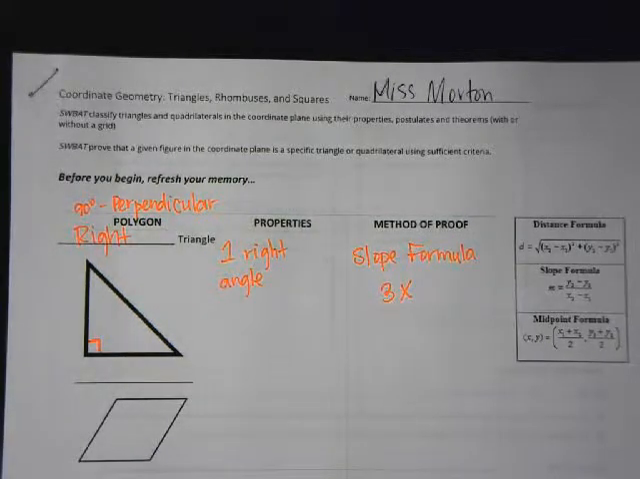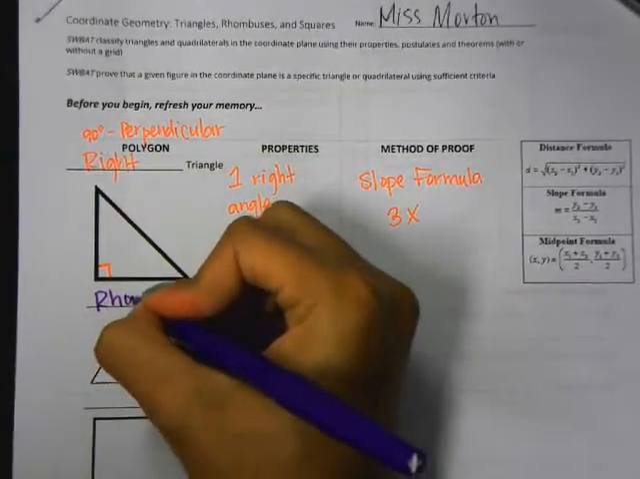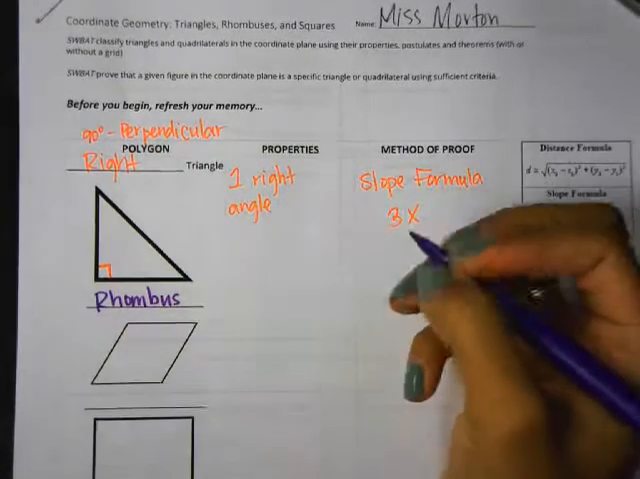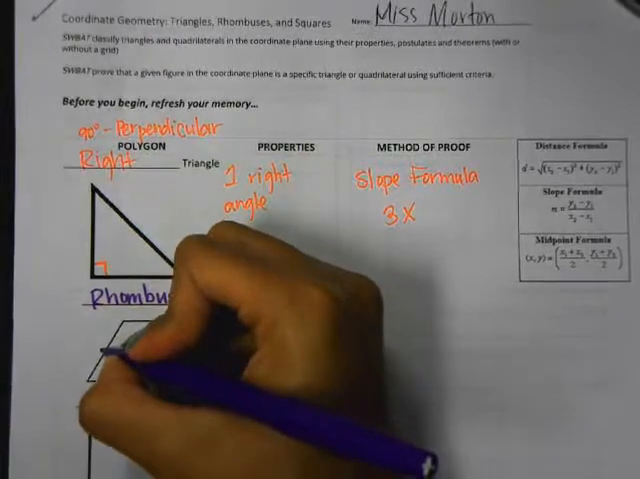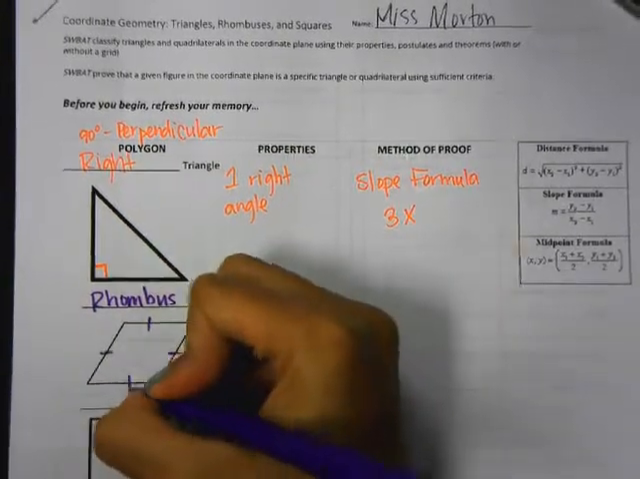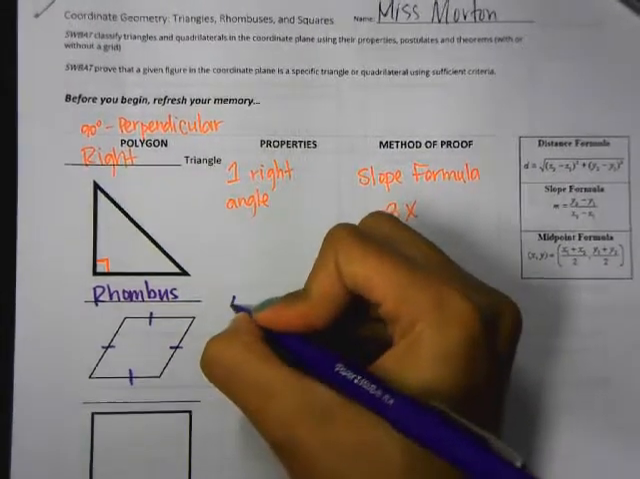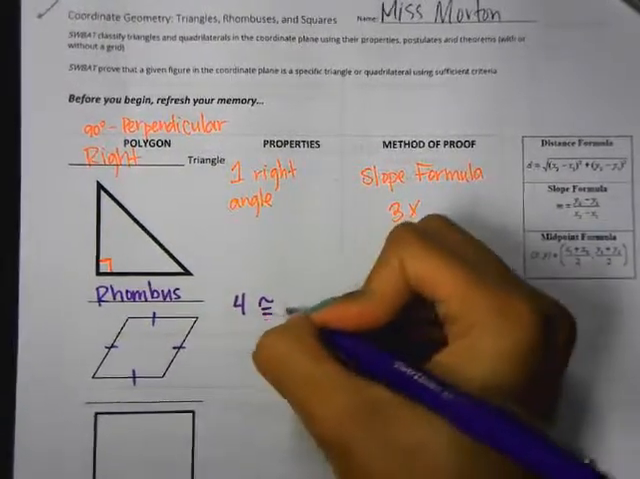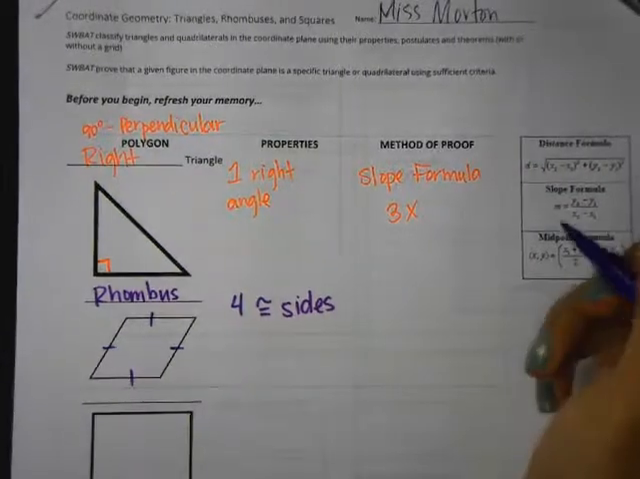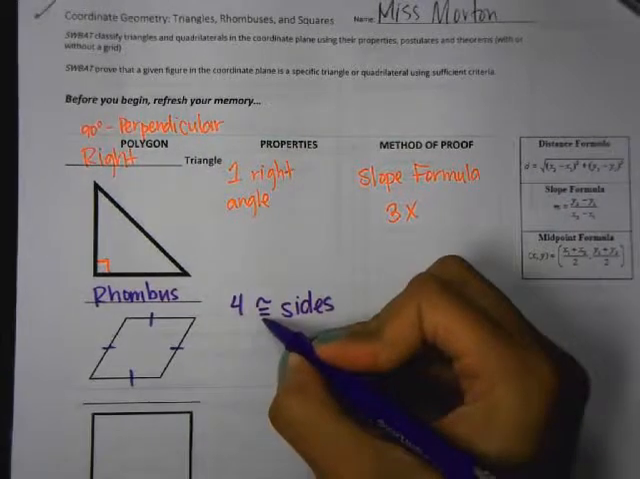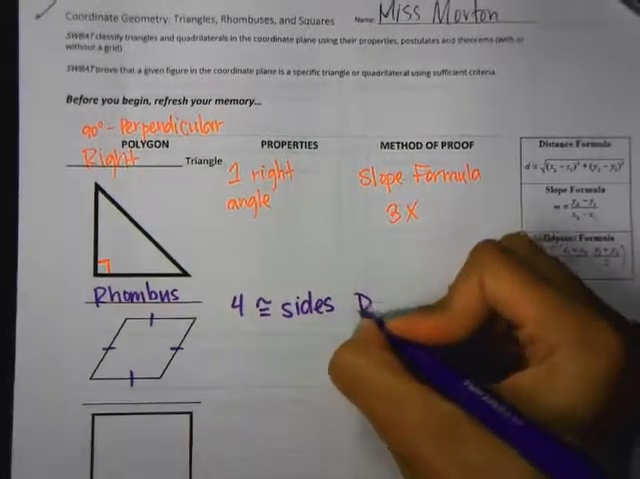Alright, the next shape that we have right here is a rhombus. And the one thing that we need to do in order to prove that this is a rhombus is we need to prove that it has 4 congruent sides. Okay, so that one property is 4 congruent sides. Now, since we're trying to prove congruent sides and sides have length, we are going to perform the distance formula, and we're going to need to perform the distance formula 4 times.